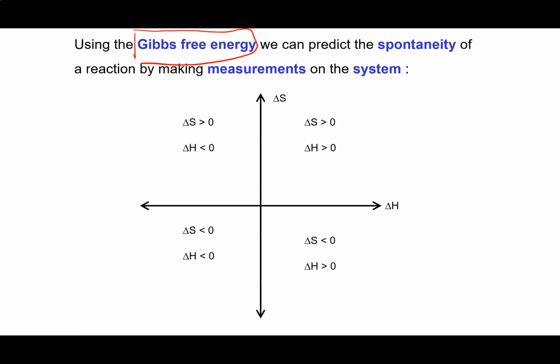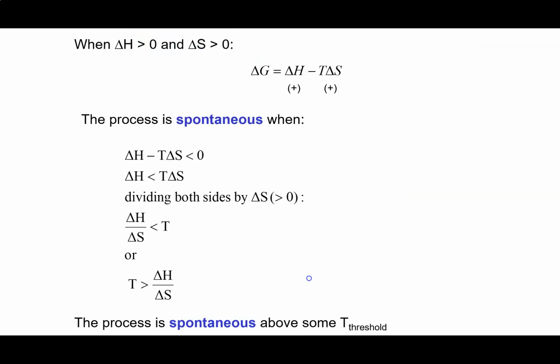Okay, so when we consider this, we can use the Gibbs free energy to predict under what conditions a process will be spontaneous. So I like to make up a little chart like this, where I've got delta H on the x-axis, delta S on the y-axis, and then I consider each of the 4 quadrants and the conditions that would be required for a reaction to be spontaneous that fell in one of those quadrants.